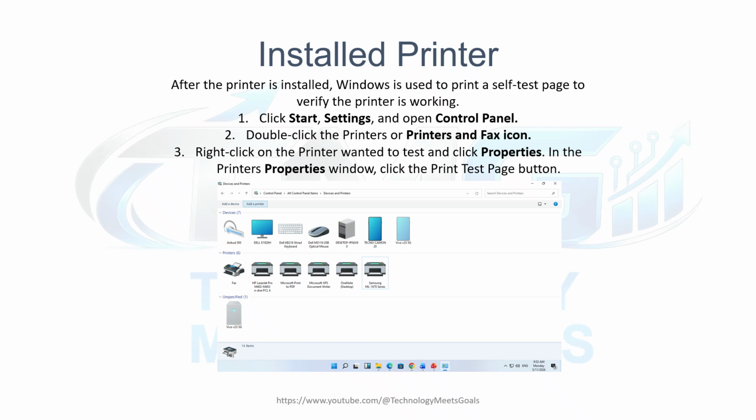Installed printer. After the printer is installed, Windows is used to print a self-test page to verify the printer is working. Click Start, Settings, and open Control Panel. Double-click the Printers or Printers and Fax icon. Right-click on the printer you want to test and click Properties. In the Printer's Properties window, click the Print Test Page button.